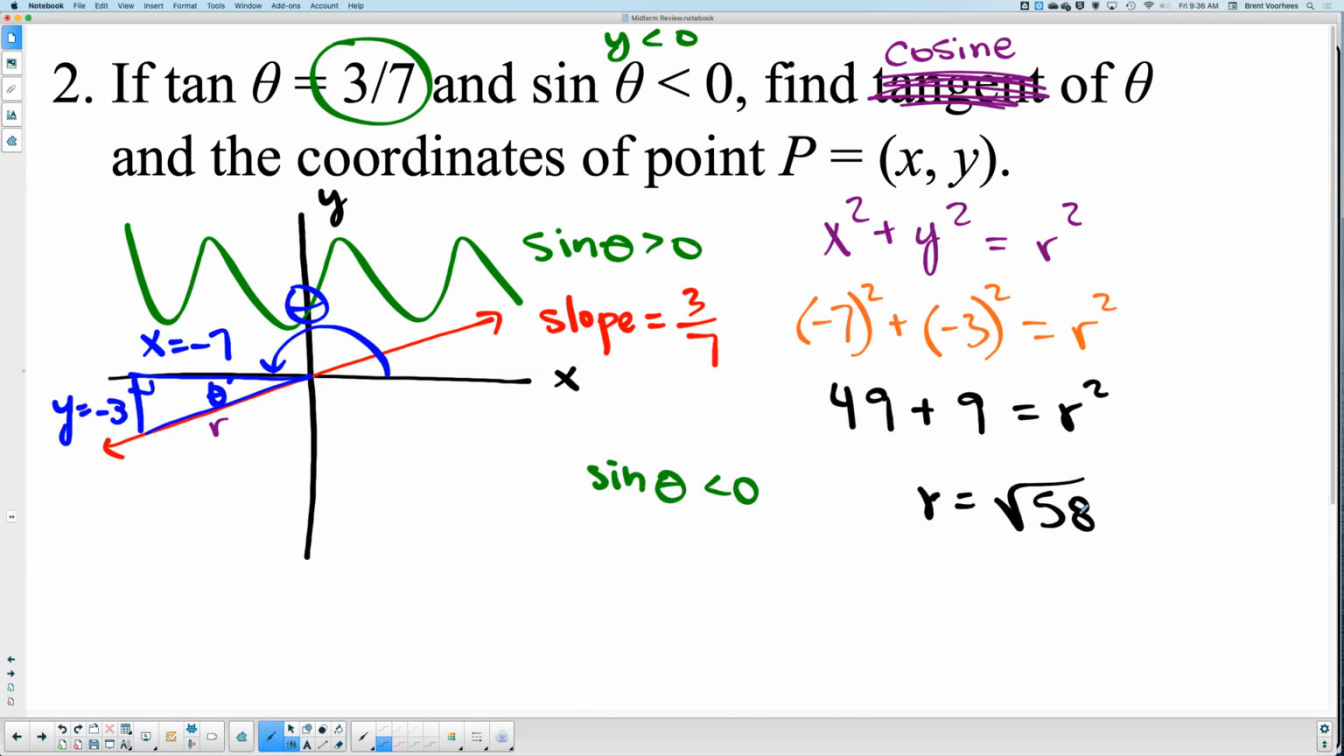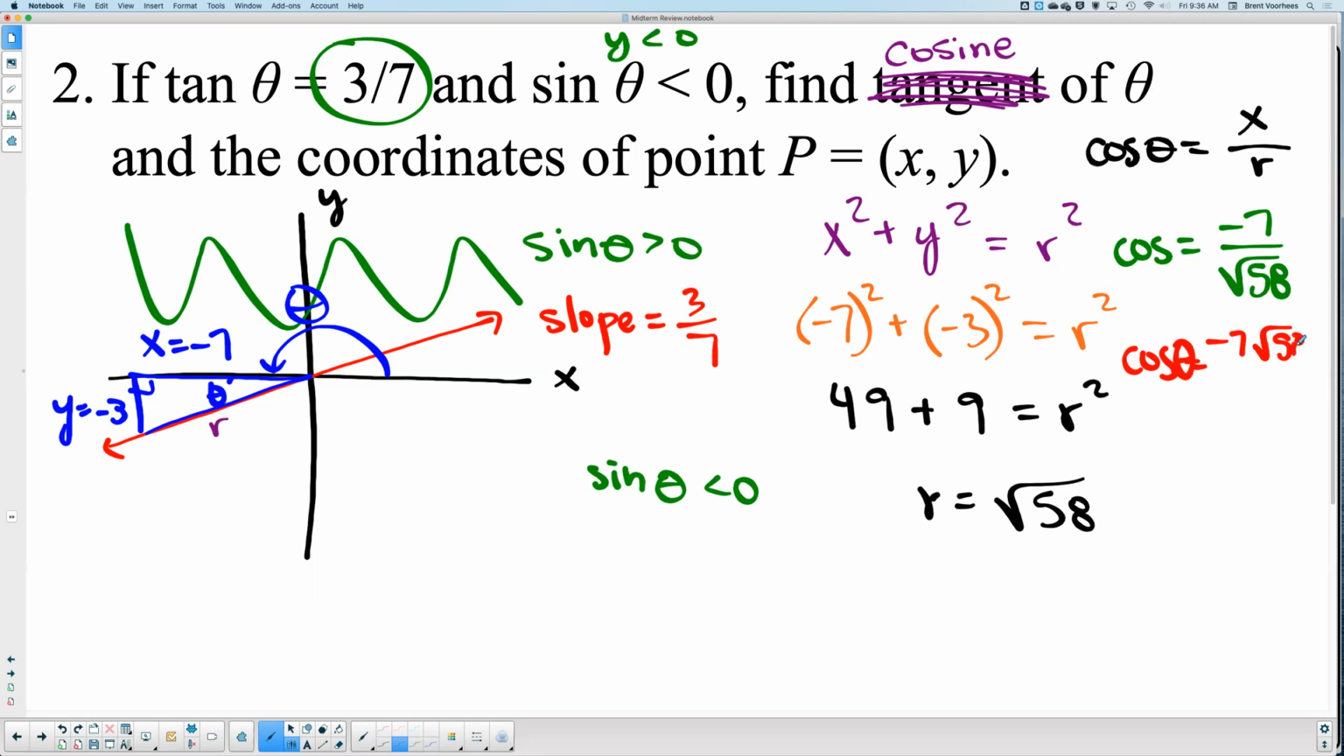We're supposed to find cosine. What is cosine's ratio? X over R. So what does that mean for us? What's our X? -7 over the square root of 58. Can I leave it that way? We rationalize it. So when we do, what do we get? -7 square root 58, all divided by 58. And 7 doesn't go into 58, so I can't simplify that either. That would be my value there.